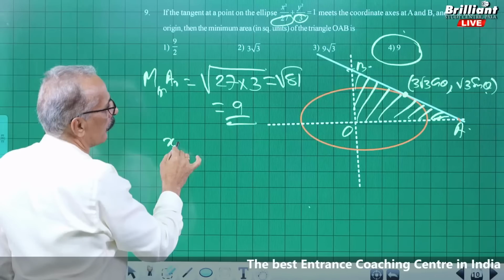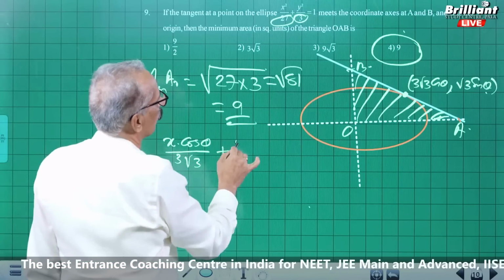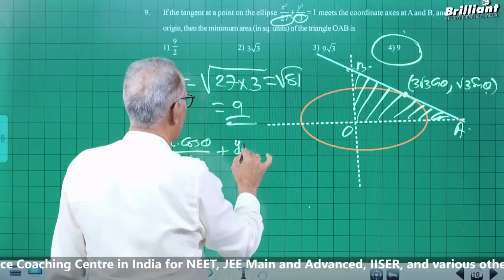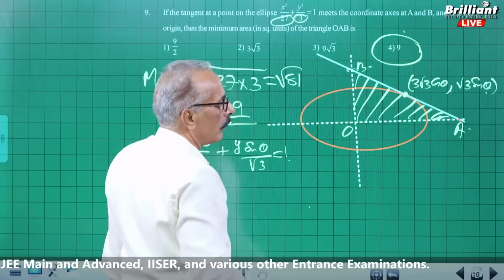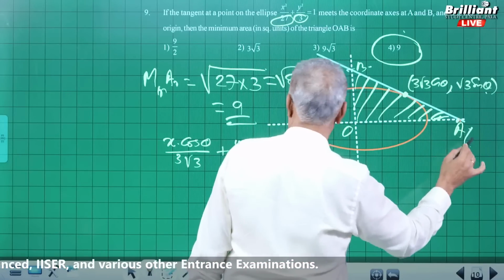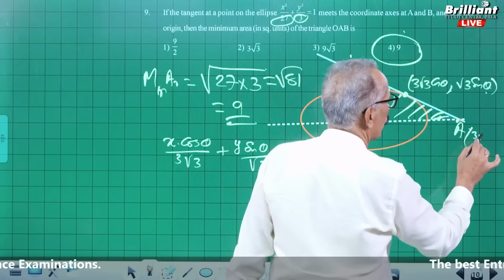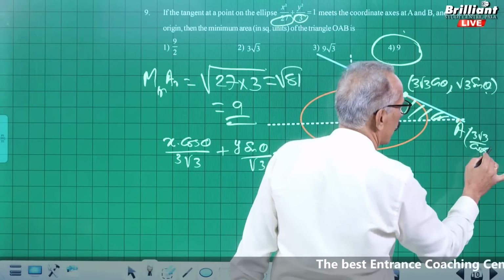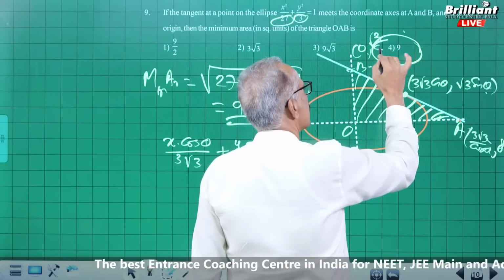X into cos theta divided by 3 root 3 plus y into root 3 sin theta divided by root 3 equal to 1. Now you can easily find out A. A is obtained by putting what there then? So this will become 3 root 3 divided by cos theta, comma 0. And this is 0, comma, root 3 by sin theta.